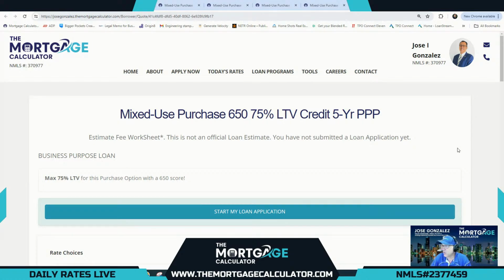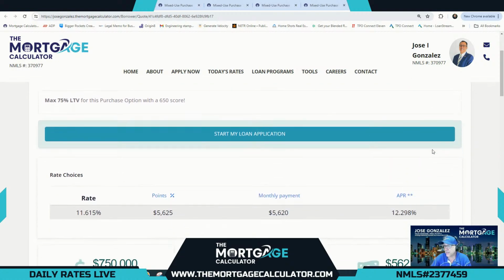You just noticed on the preferred option, we were at 660, right? And 660 on a purchase was 65%. We take that on a cash out refi, it's probably going to be 60% or something like that. But in this case, mixed use purchase of this commercial option at a 650 is 75%, which is pretty amazing. Obviously, rates are a little bit higher here. I'm pricing this out at 1 point loan discount, so you're looking at 11.615 at a cost of 1 point.